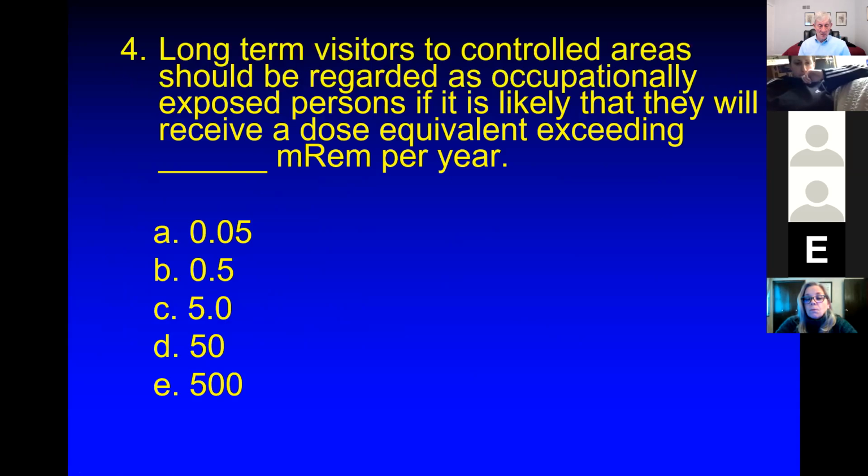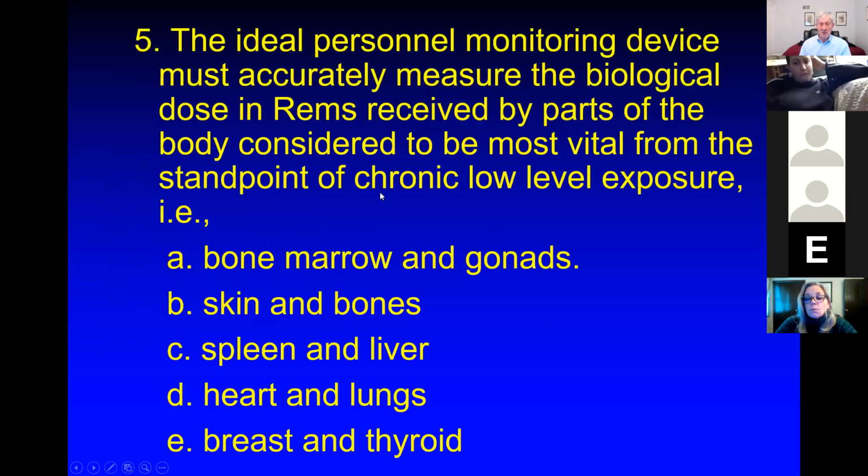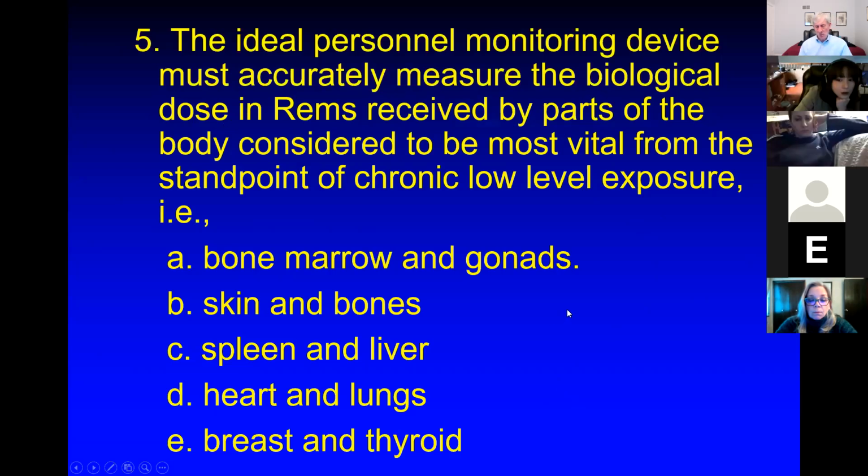B. Which one? B. 0.5. Sure. Remember, it's going to be 10% of the 5. So that's where the 0.5 came from. Good. The ideal personnel monitoring device is used to measure the most critical organ dose in the body. What would that be? A, B, C, D, or E? A. Sure. Bone marrow and gonadal dose, that is by far more critical than everything else.